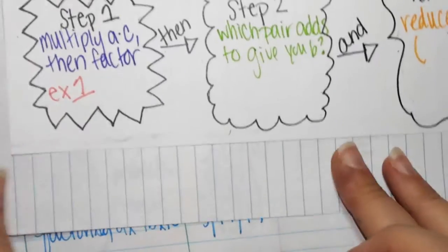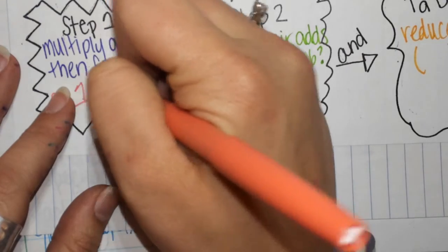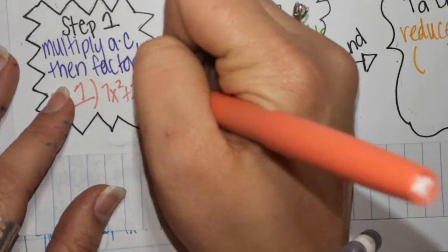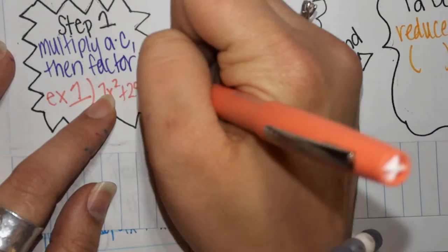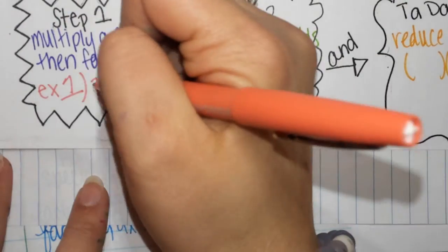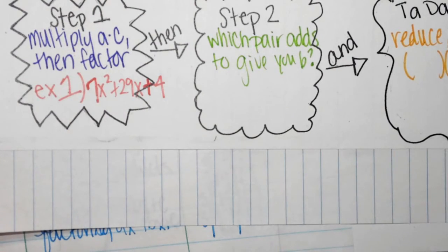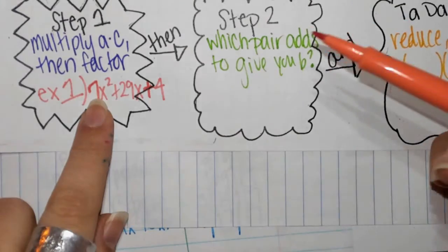All right. Underneath step 1, I want you to write example 1. And I want you to write down 7x squared plus 29x plus 4. All right, so the first thing you do is you look and see if there's a greatest common factor that goes into all 3 terms. Is there a greatest common factor that goes into all 3 terms? No, other than 1. There's not one. All right, then you look and see if this equals 1.